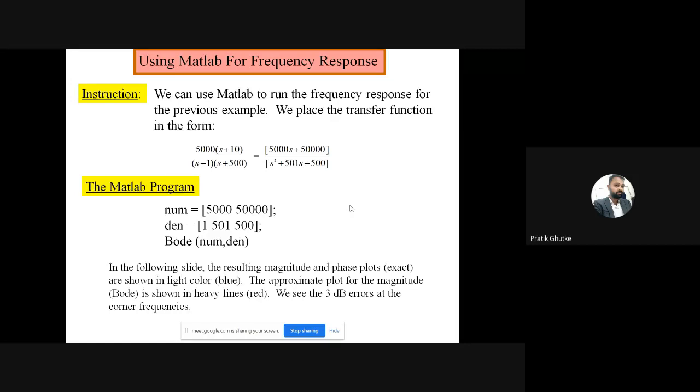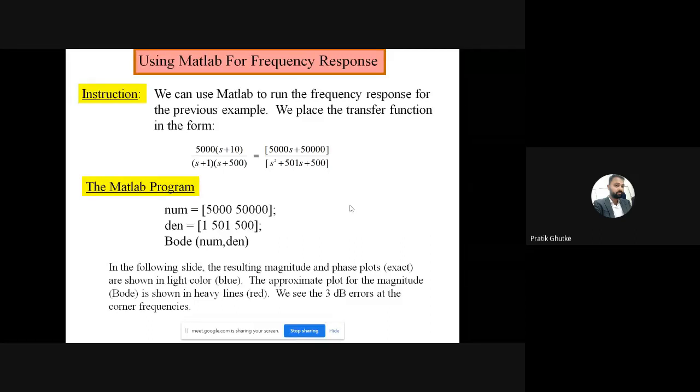Yes, we can draw this Bode plot just like the root locus. We can draw the root locus and this Bode plot in your MATLAB, that is Matrix Laboratory. So what is the function for drawing the Bode plot? See the instruction. We can use MATLAB to run the frequency response for the examples. We can place the transfer function in the form as 5000 in bracket s plus 10 divided by s plus 1 and s plus 500.